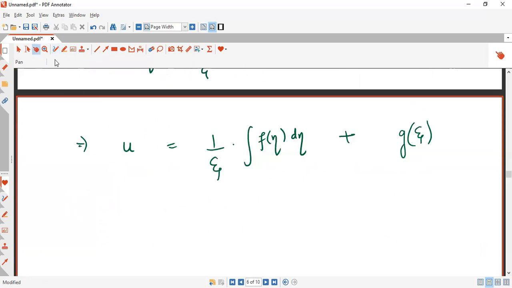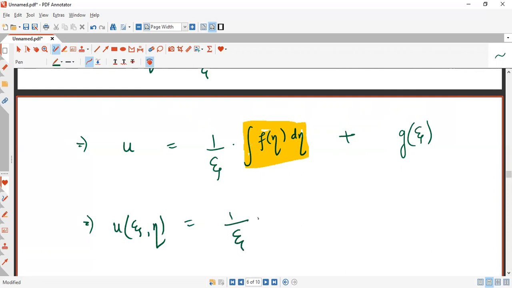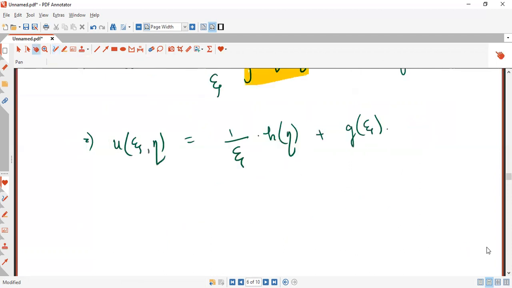So what I can write here, I don't know the function of eta, so I don't know how to integrate it. What will be the value? So I keep this whole function as some h of eta. So I can write this u in terms of xi and eta as 1 upon xi of h of eta plus g of xi. Now I know the values of xi and eta, and I'll get the general solution.